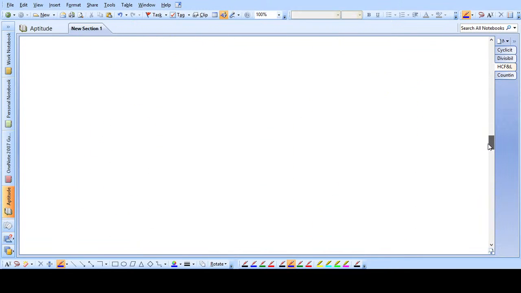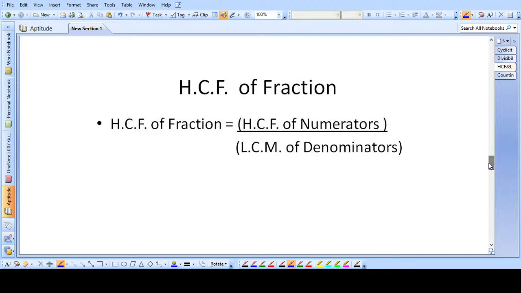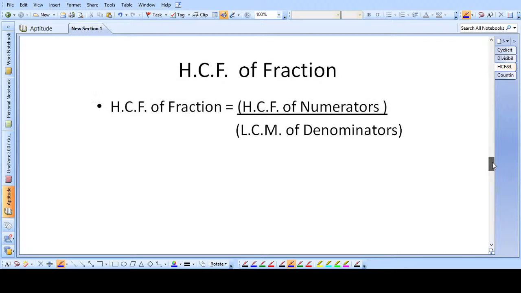Okay, now let's see, if a fraction is given to you, and you are asked for the HCF, what do you have to do? So what is the HCF of a fractions? You will be given a few fraction values and asked to calculate the HCF of the fractions.